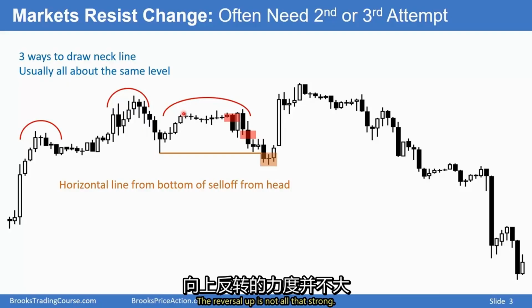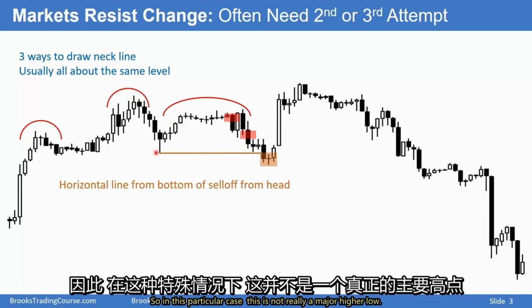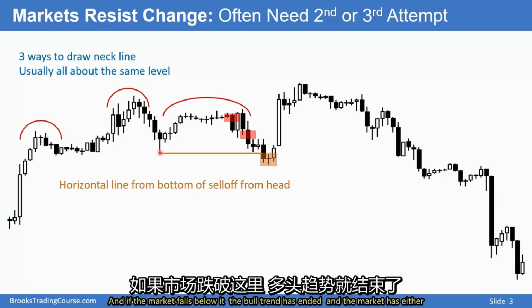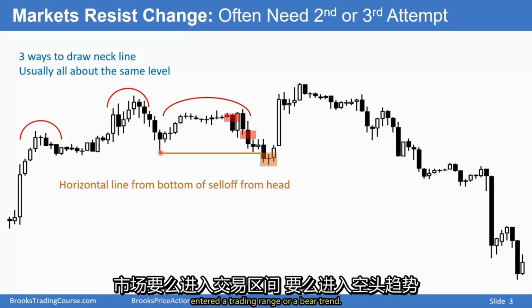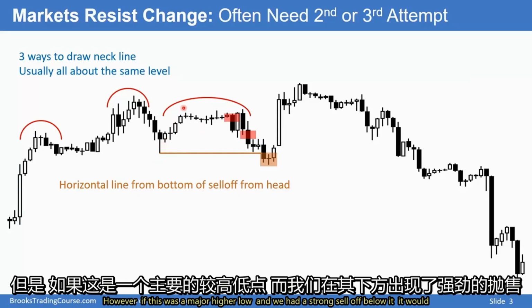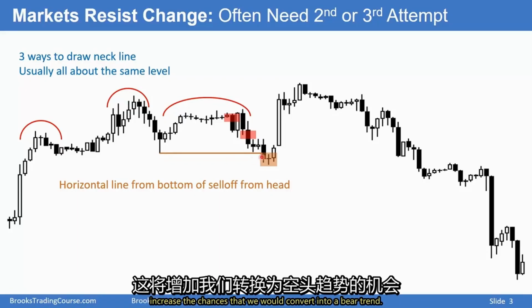The reversal up is not all that strong, so in this particular case, this is not really a major higher low. If we had a very strong reversal up here, then this becomes major, and if the market falls below it, the bull trend has ended, and the market has either entered a trading range or a bear trend. We're clearly already in a trading range. However, if this was a major higher low, and we had a strong sell-off below it, it would increase the chances that we would convert into a bear trend.